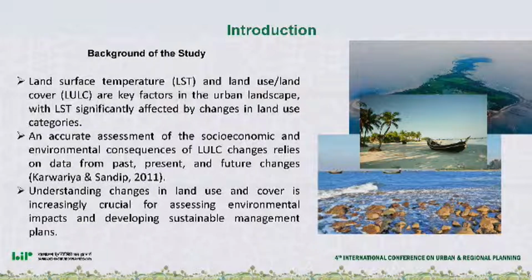Land surface temperature and land use land cover are key factors for the urban landscape, with LST significantly affected by changes in these categories. Accurate assessment of these types, and of the socio-economic and environmental consequences of LST changes, can be directed into data-driven policy making.